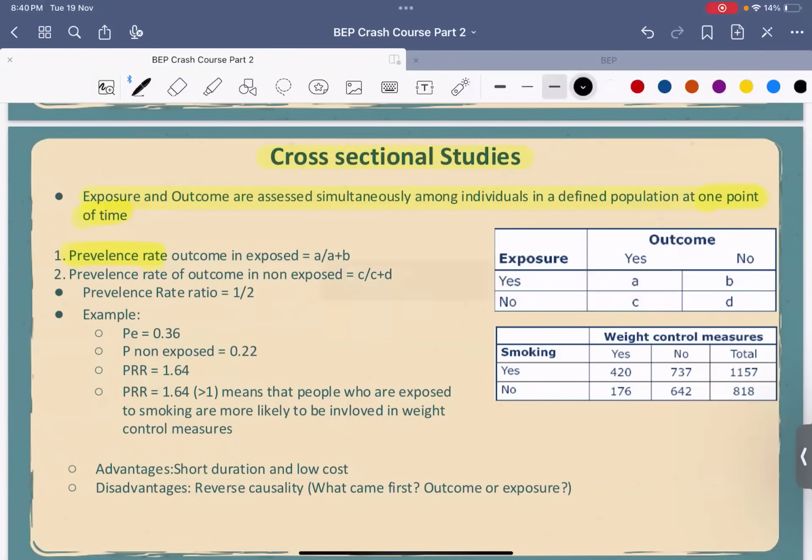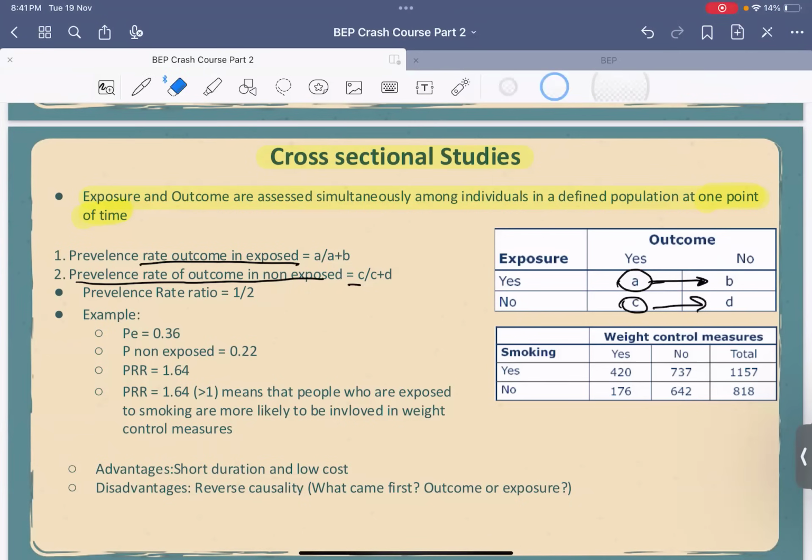So for cross-sectional studies, we use something called prevalence rate. Prevalence rate outcome in exposed: exposed and has the outcome. So you measure A over the total number of exposed people, A plus B. You want to see how many people that are exposed actually have the outcome. This is the prevalence rate outcome in exposed patients. The prevalence rate outcome in non-exposed is C: someone that has the outcome but is not exposed. So C over the total, C plus D. Simple enough. So let's get an example.